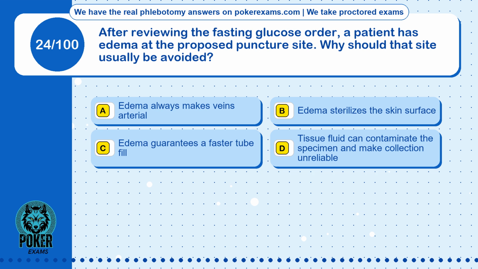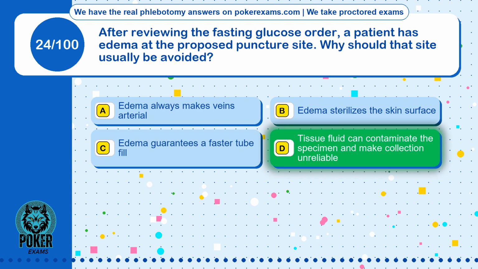Question 24. After reviewing the fasting glucose order, a patient has edema at the proposed puncture site. Why should that site usually be avoided? Option A, edema always makes veins arterial. Option B, edema sterilizes the skin surface. Option C, edema guarantees a faster tube fill. Option D, tissue fluid can contaminate the specimen and make collection unreliable.